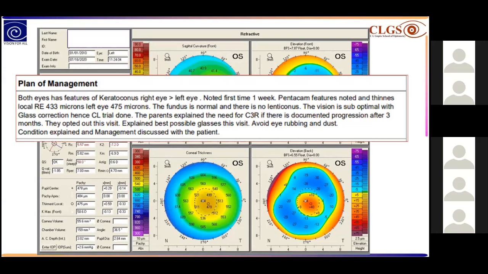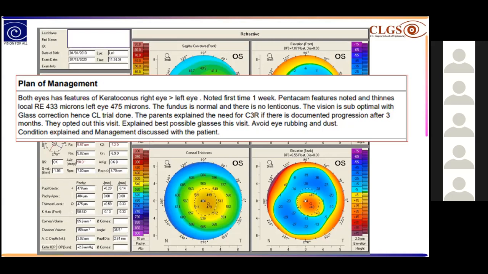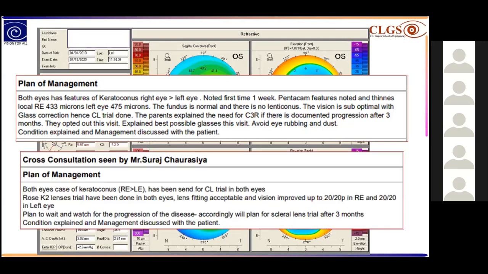In that visit, the patient was planned to be sent for a contact lens trial to assess the best possible visual acuity. We tried Rose K2 lenses, and we also gave the option of scleral lenses. The patient wanted to try the Rose K2 lenses first, followed by scleral lenses. With the help of these Rose K2 lenses, we were able to achieve vision of 20/20 in the right eye, and 20/20 in the left eye.